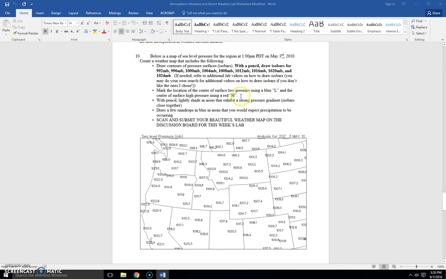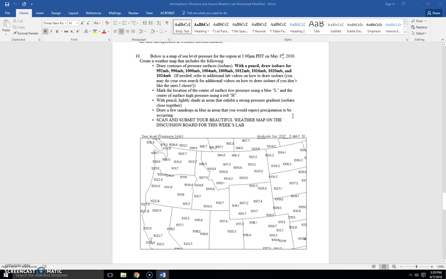You draw the isobars and you mark high and low pressure, right? Low with an L, high with an H. And you get to shade strong pressure gradients where the isobars are close together, so the pressure is steep. And then draw a few raindrops in blue in areas that you expect precipitation to occur.